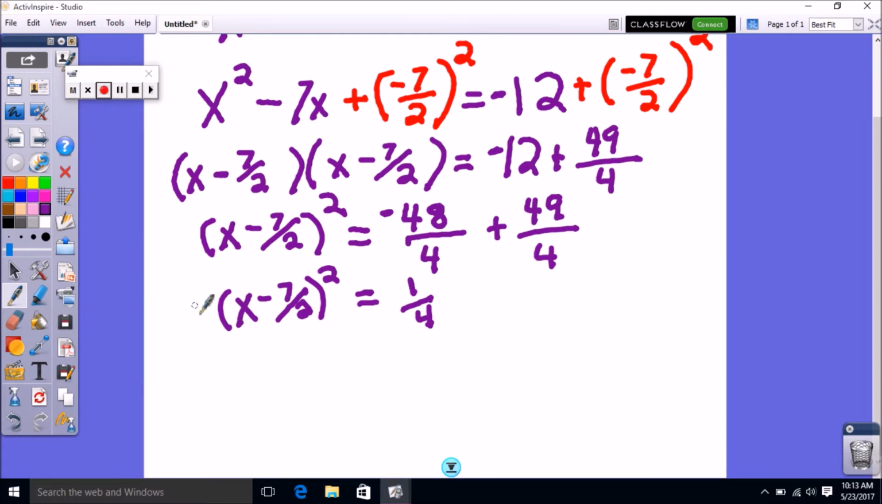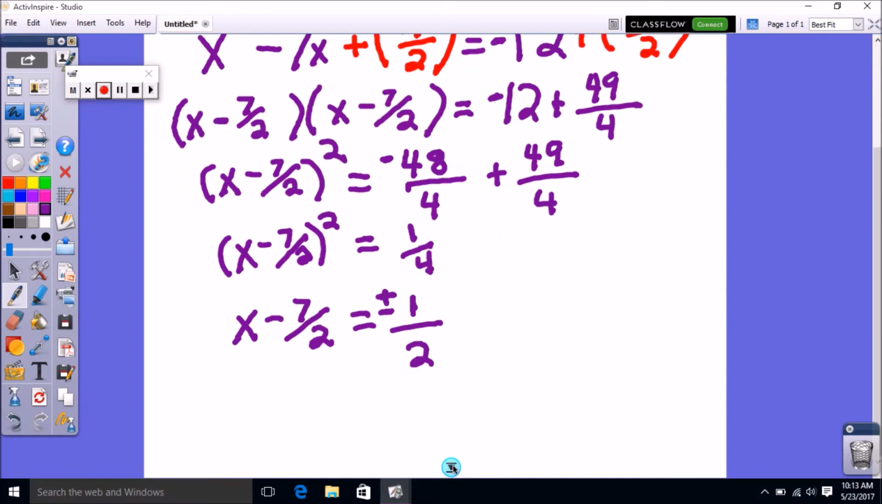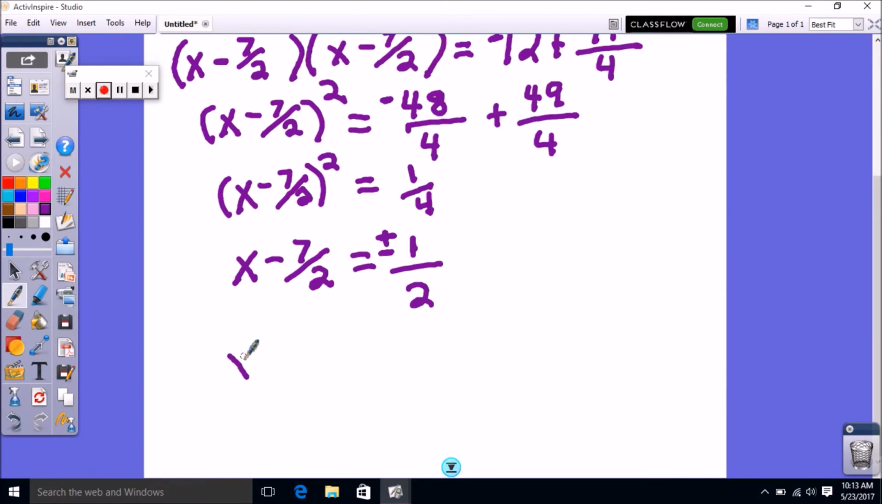I now want to take the square root of both sides. This is a step where sometimes people forget what they're doing. To take the square root of a fraction, take the square root of the numerator and the square root of the denominator. And this is where you put in that positive and negative sign, because the square root of 1/4 is actually positive 1/2, because 1/2 times 1/2 is 1/4, as well as negative 1/2, because negative 1/2 times negative 1/2 is still positive 1/4. Now I need to bring the 7/2 over.